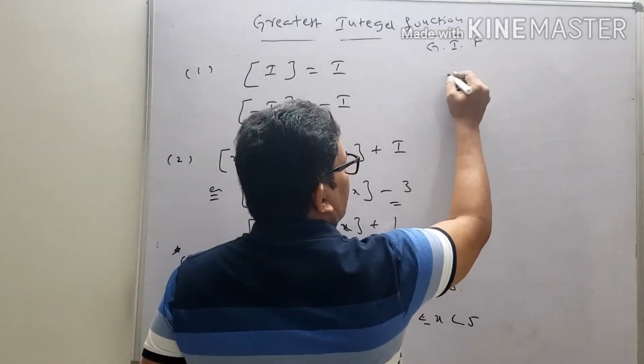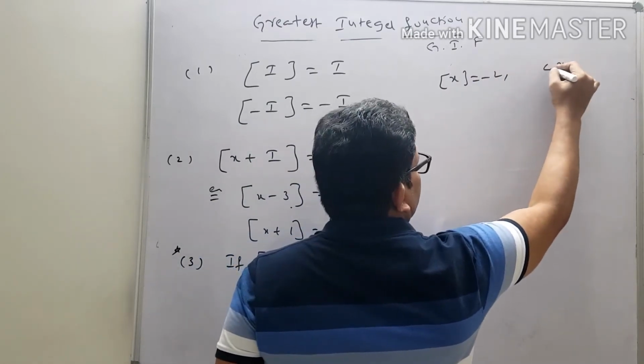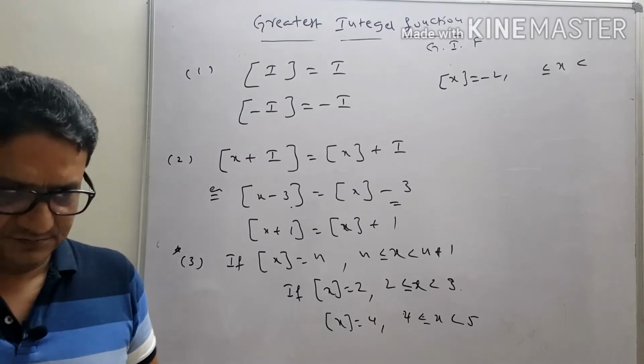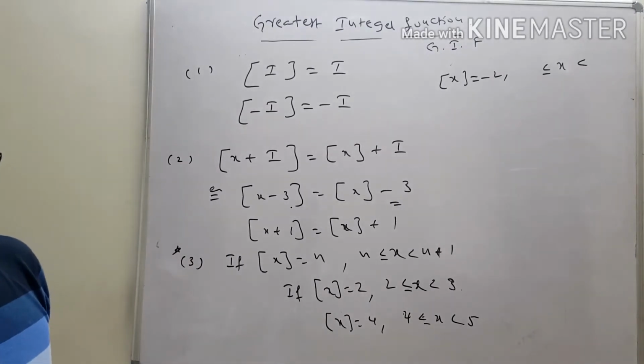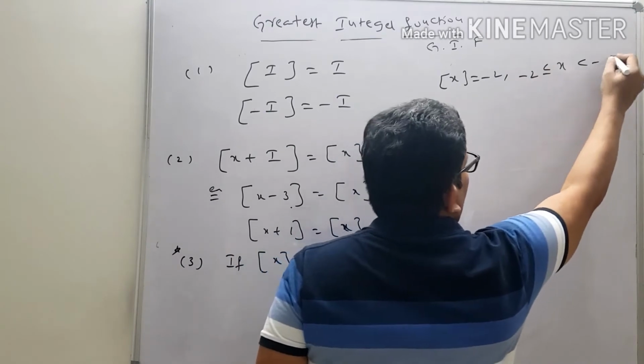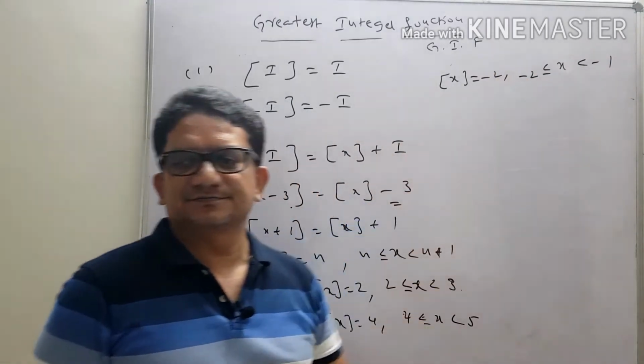Now tell me, if box of x is equal to minus 2, then x lies in between which two values? Minus 2 to minus 1. In general, n and n plus 1.